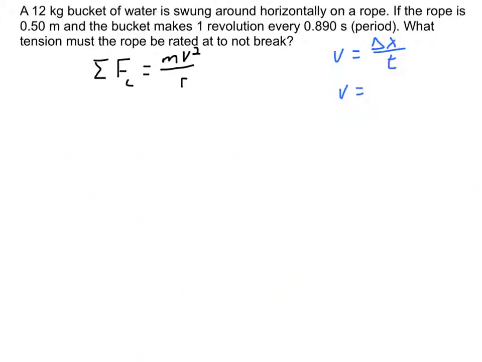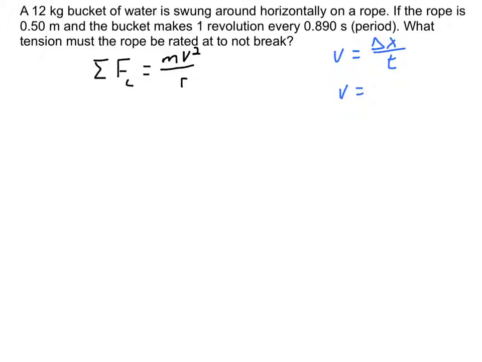All right, let me work a straightforward, simple problem for you to show you how a period might come into these problems. I have a 12-kilogram bucket of water swung around horizontally on a rope. In other words, in the x-axis, not the y-axis. That way we don't have to deal with gravity here. The rope is 0.50 meters, and the bucket makes one revolution every 0.890 seconds, 3 sig figs there. Since they told us how much time it takes for it to go around once, that's the period. What tension must the rope be rated at not to break?